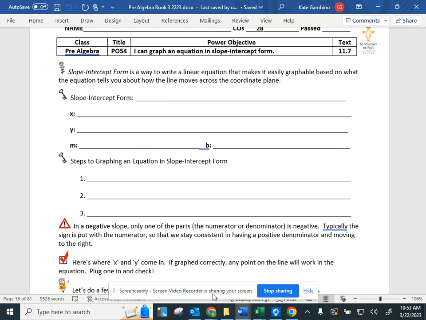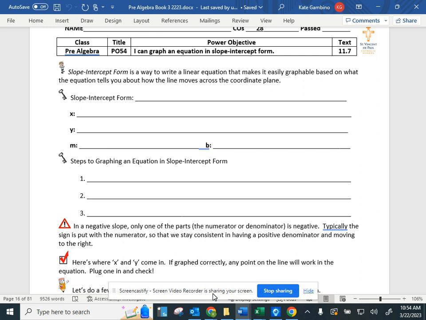Please stop doodling. This is important. It is a PO. I want us to give all of our attention because this is going to be a two-day objective. We know that it is super important. We need to be focused so we can master this objective.